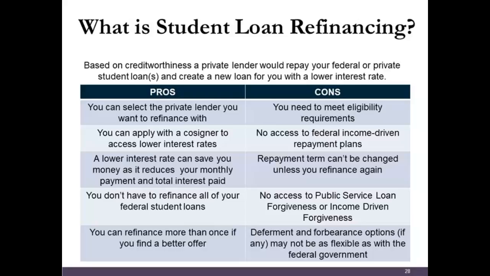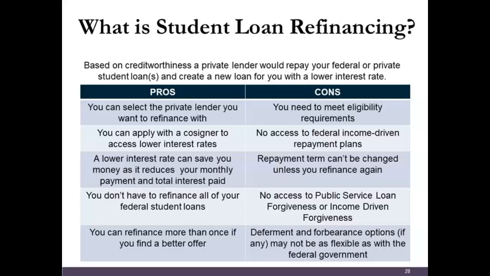So if you have some really old ones from undergrad that are like at a 3.40 and they're refinancing you at a 4%, you don't have to include the 3.40% loans because obviously it's a better deal to get the lower interest rate with the federal government. So you don't have to include all of them if you don't want to. You can also refinance more than once if you find a better offer. So just because you do it one time doesn't mean you can't do it again.